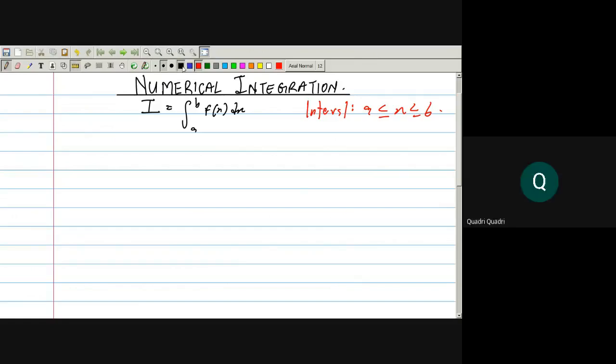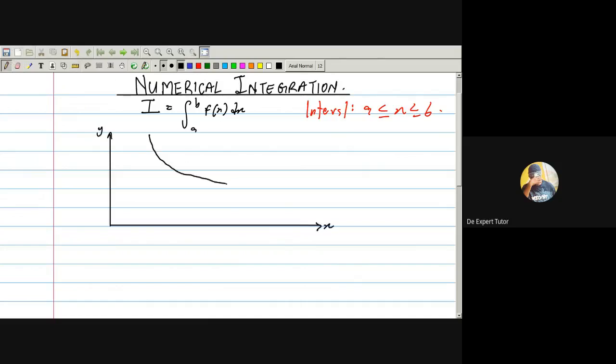Okay, let me just quickly sketch it out so you know what you are doing. Then we move on. Now, see what integration means here. Consider this graph. Let's say the function f of x, after plotting it, we obtain a curve like this. Now, look at this point A and B. Look at A, look at B.